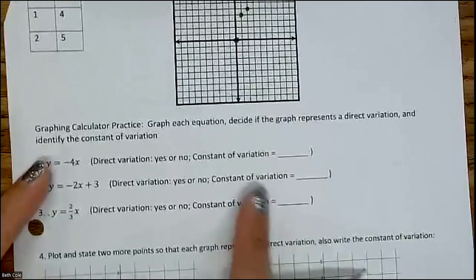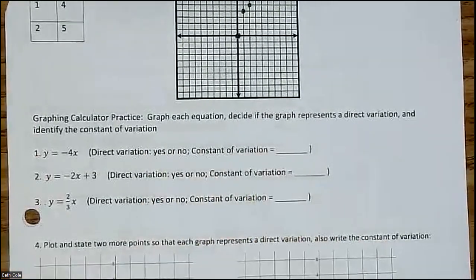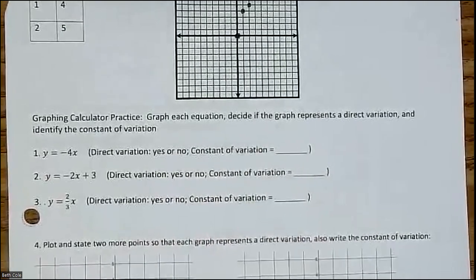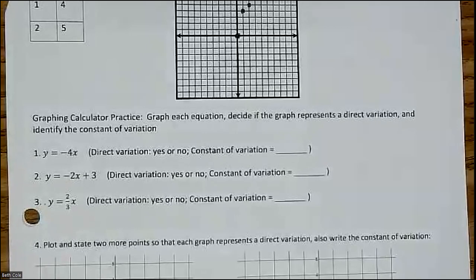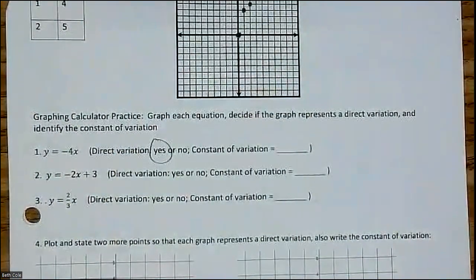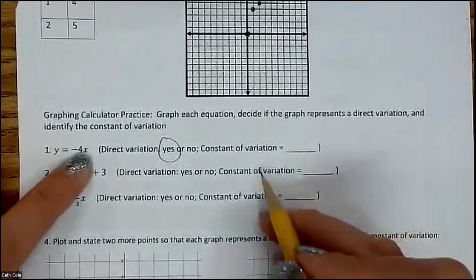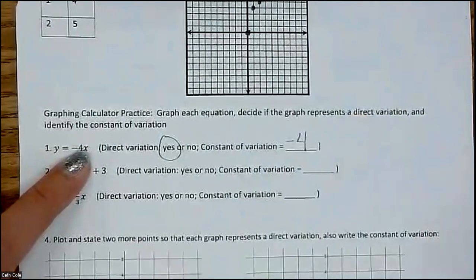All right, so for these, we're going to look at it on the calculator and again, just decide if it's a yes or a no. So what you guys are going to have to do is look up here. I'm going to type in the first one. You just need to look. y equals -4x. What do you think? Yes. Very good. That's yes. Could you have told it was yes before I graphed it? Because it's y equals -4x. So what's your constant of variation? -4, just the slope.